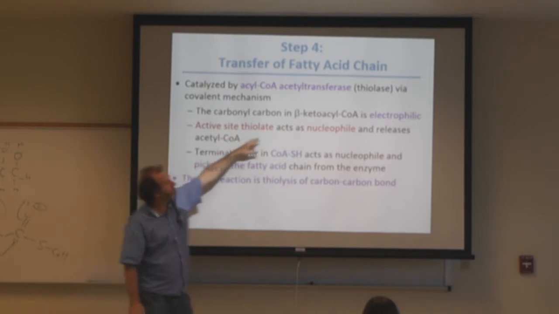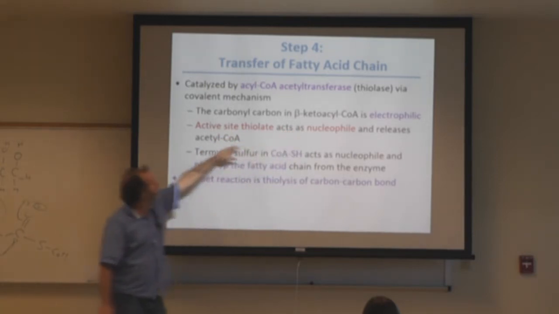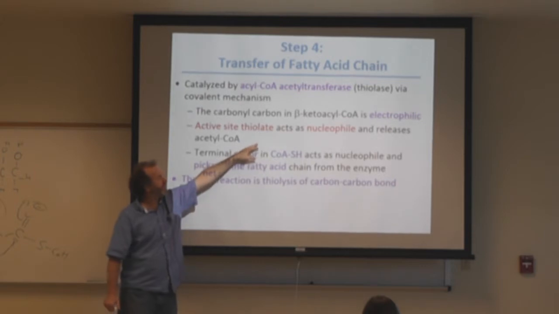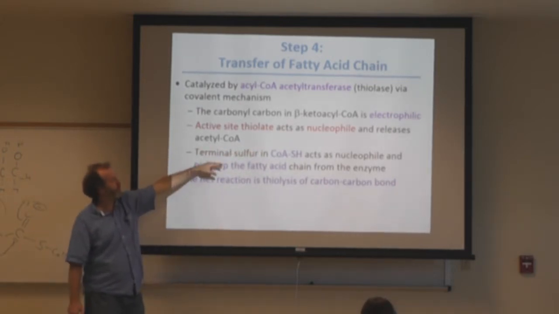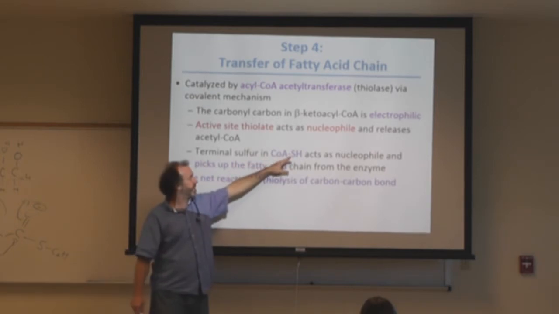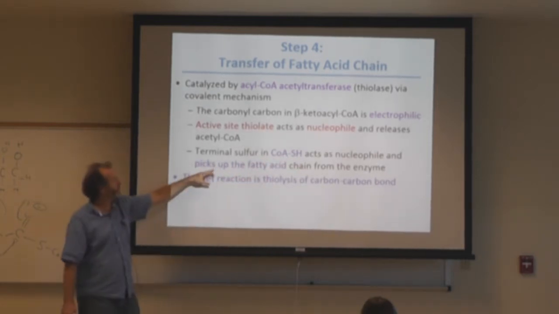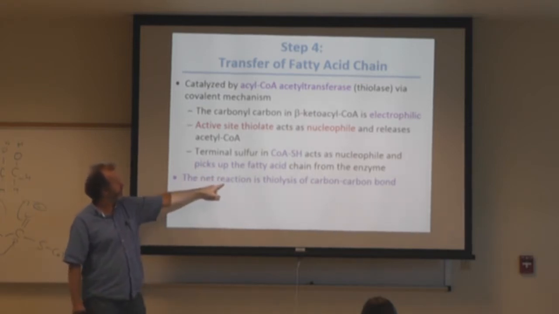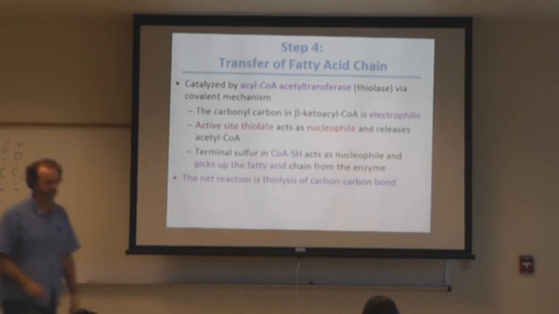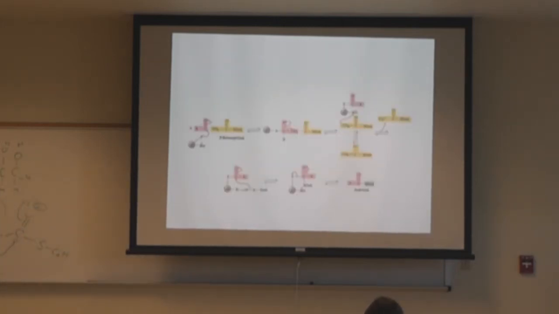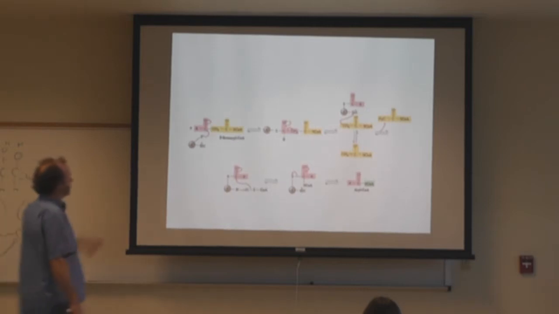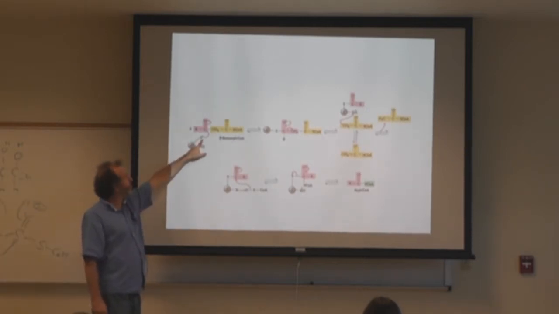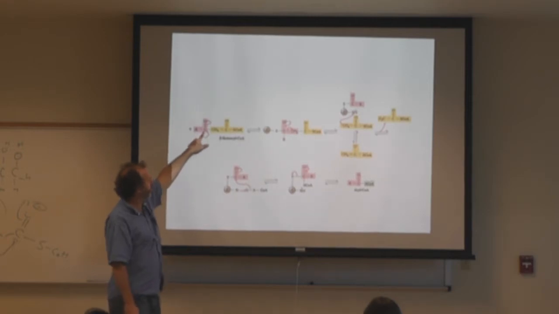The carbonyl carbon of the beta-ketoacyl-CoA is electrophilic, and the active site thiolate acts as a nucleophile and releases the acetyl-CoA. Terminal sulfur then on coenzyme A acts as a nucleophile and picks up the fatty acid chain from the enzyme. So it's actually a cysteine group on the enzyme that you form a covalent intermediate with during thiolase. The net reaction is thiolysis of a carbon-carbon bond. And this is the overall mechanism for this, right? So you have an enzyme with a cysteine thiol group, it attacks that beta keto group.